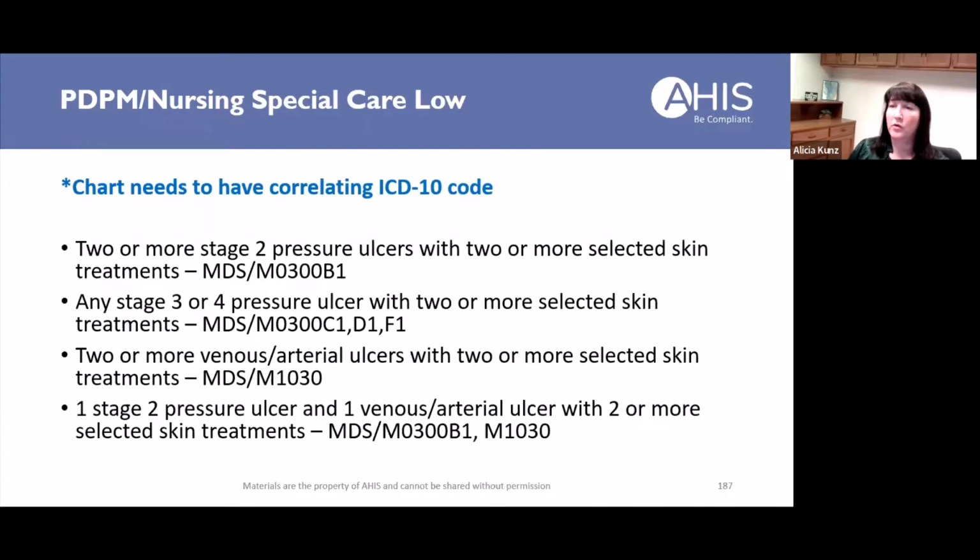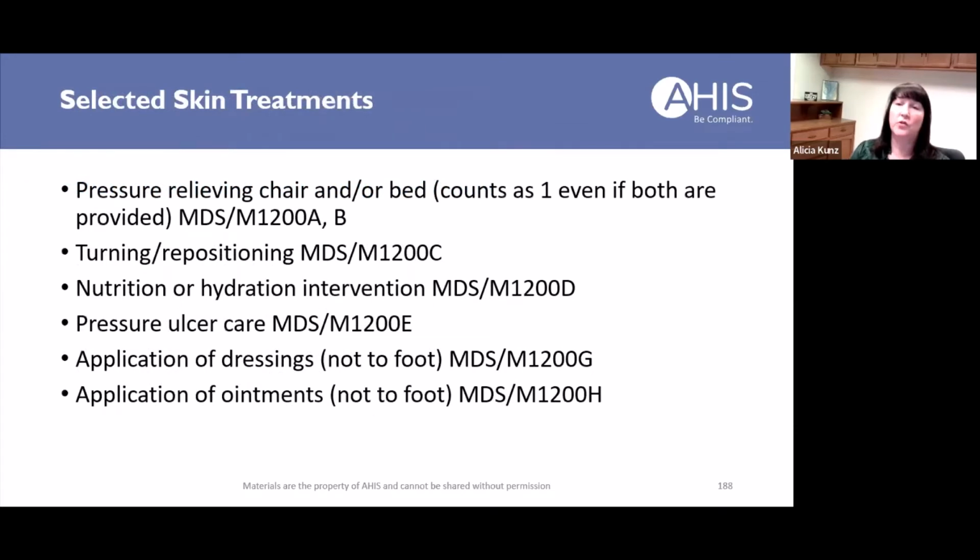And for your nursing category, special care low, these are the ones that will impact that nursing category. If you have a resident with 2 or more stage 2 pressure ulcers, any stage 3 or stage 4 pressure ulcer, 2 or more venous arterial ulcers, and 1 stage 2 pressure ulcer and 1 venous arterial ulcer. And all of those stay with selected skin treatment, which means that we have to be treating those in order to be coding those. And these are the selected skin treatments which you would see.